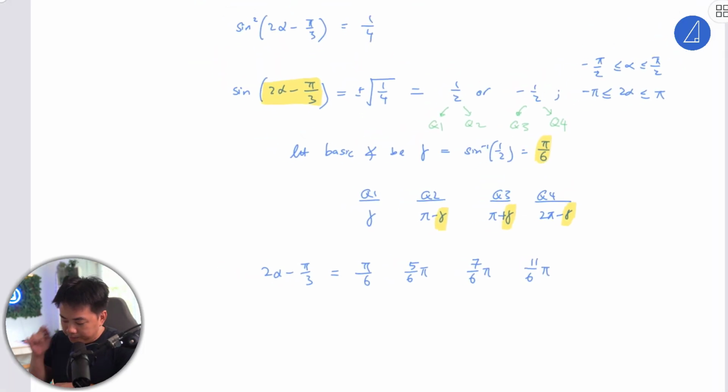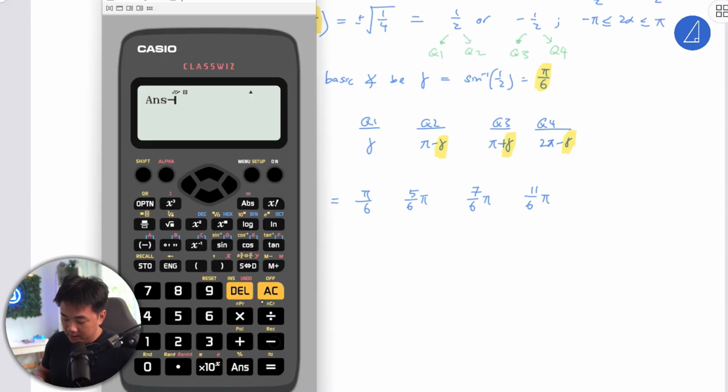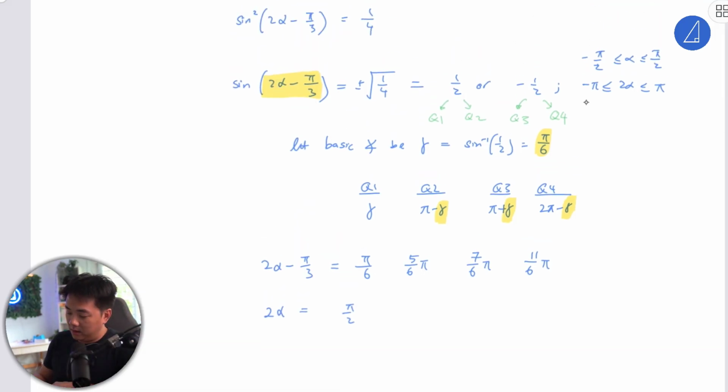Okay. Now, of these three angles, all these angles here, we need alpha. So we just add pi, because 2 alpha is between minus pi to pi, right? So 2 alpha here will be, we just add pi over 3 throughout. Okay, so you take 1 over 6 plus 1 over 3. That'll be half pi. But the thing is, we can't really tell whether it's in the range or not, right? Because we need to add 2 pi or minus 2 pi.